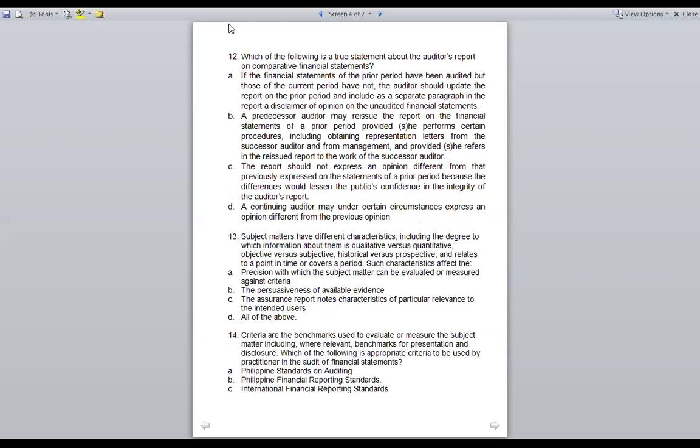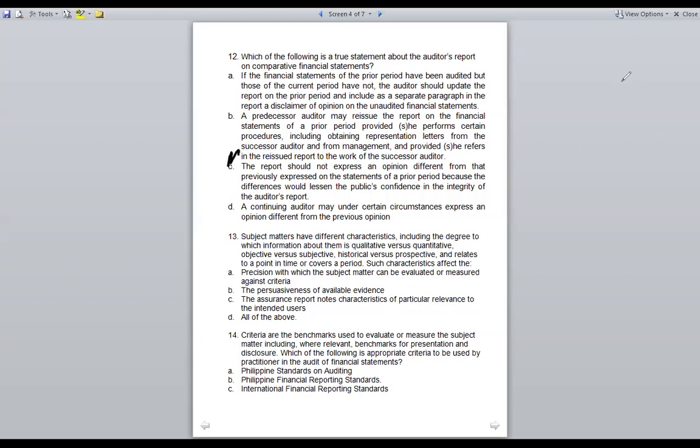So hopefully naririnig nyo na guys and nakikita nyo yung ating presentation for tonight. Para hindi nyo ma-miss yung mga information or discussion na important that, you know, somehow could help you in terms of passing the board exam. So let me just try my keypad.